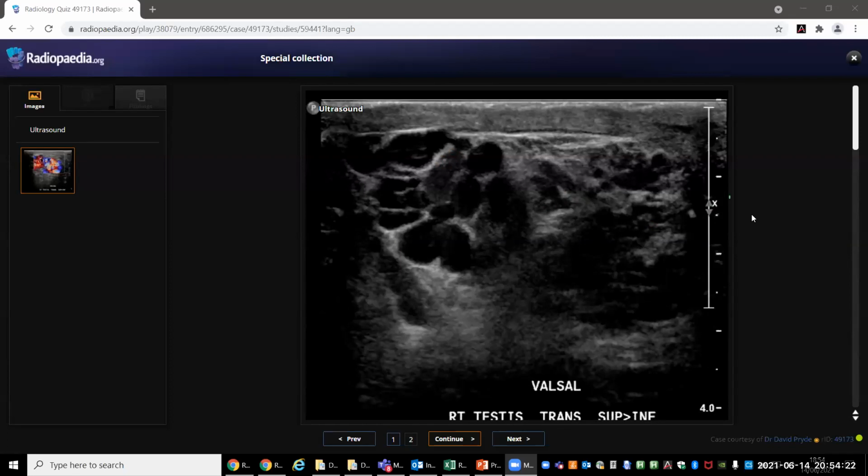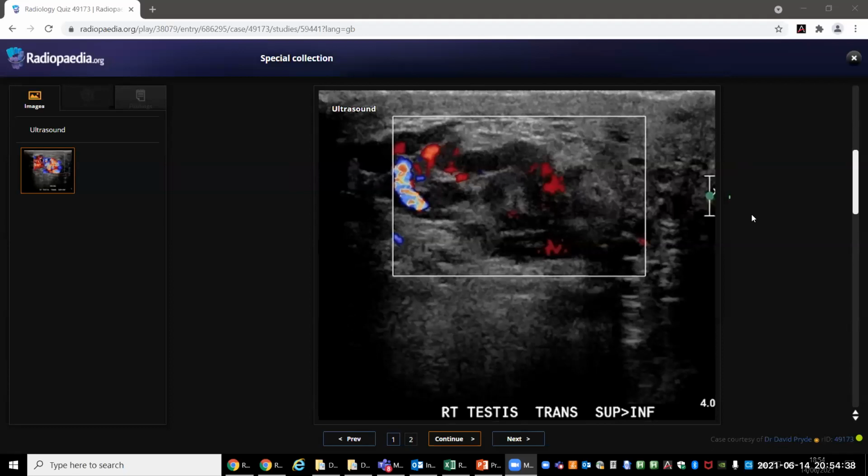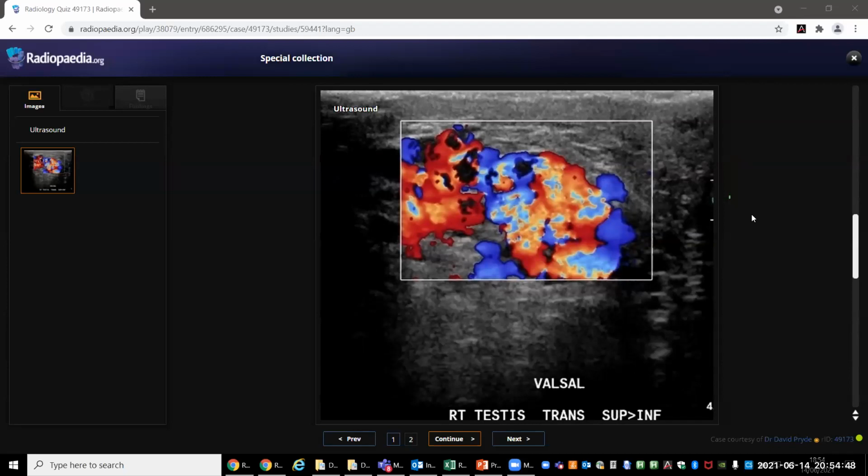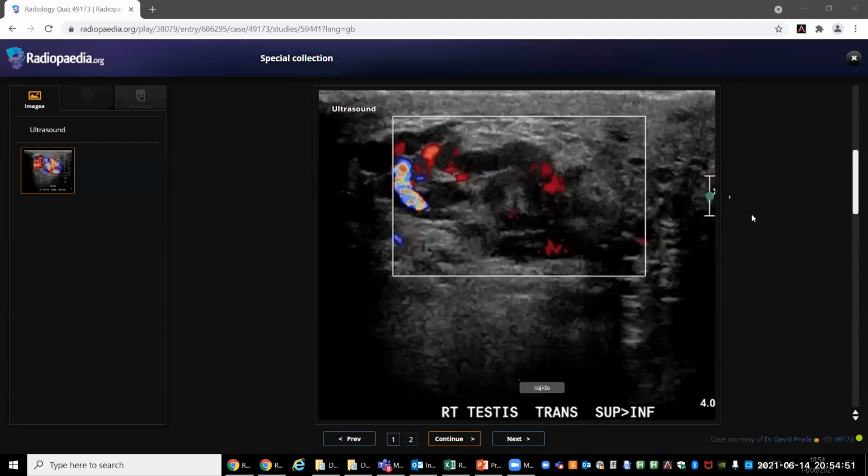As it is labeled, I'm provided with the axial or transverse ultrasound images of the testis. There are multiple tubular and cystic lesions, most probably in the upper part of the testis, because the testis is not seen here. And in the Valsalva maneuver, there is increased vascularity and engorgement of the vessels surrounding these cystic lesions.